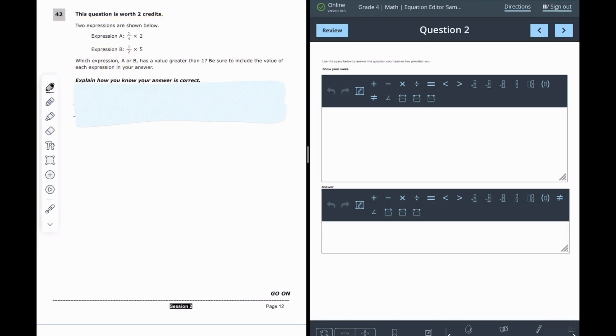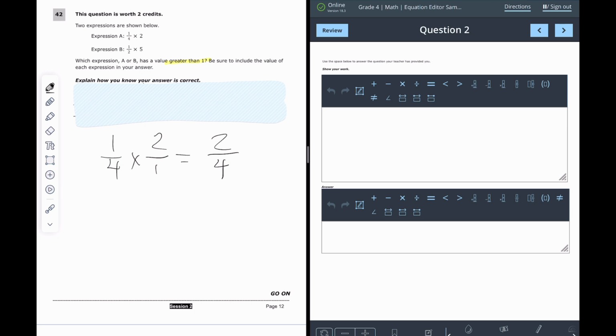All right, let's keep this moving. All right, so with this one, you have 2 expressions below with multiplication and fractions. We need to know which expression has a value greater than 1. And then give the value of each one in your answer. All right, so pretty much they're just saying, if I were to do this work, is this more or less than 1?